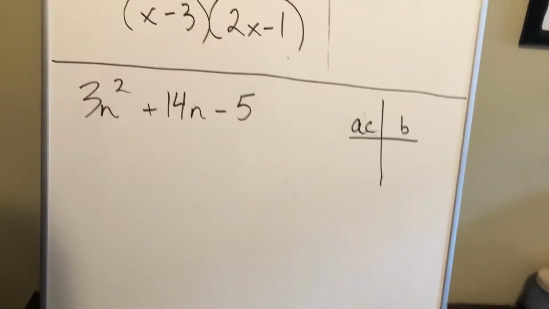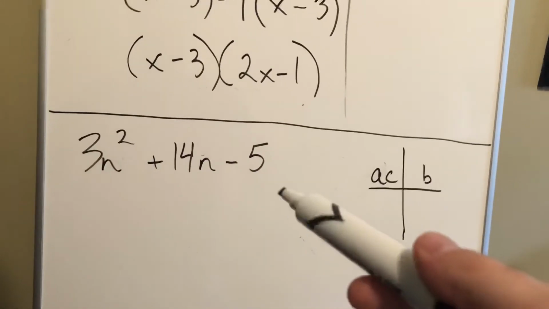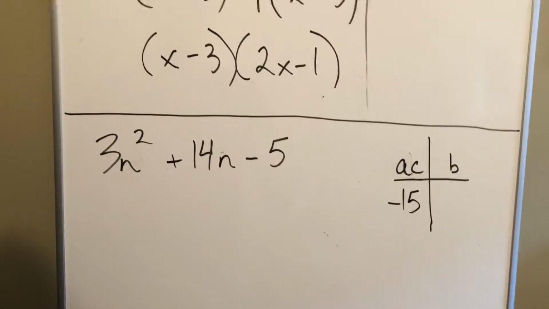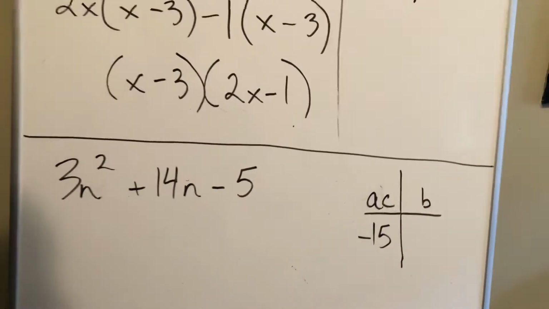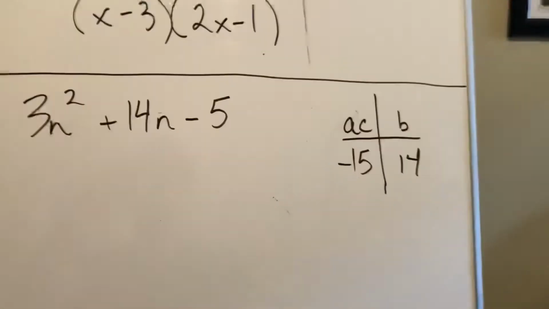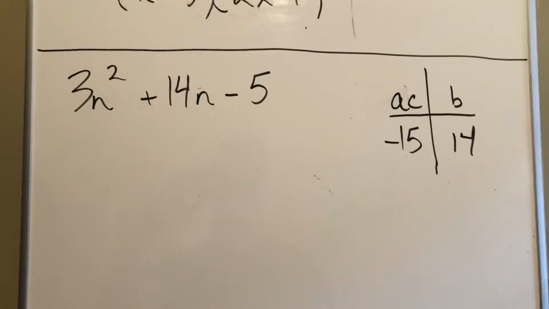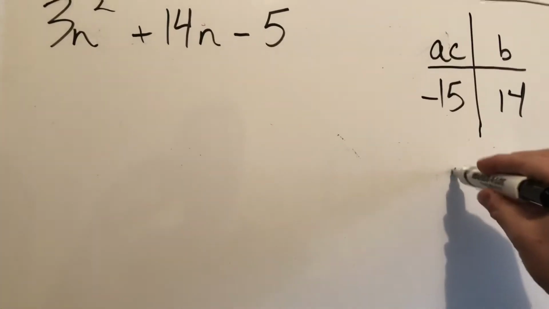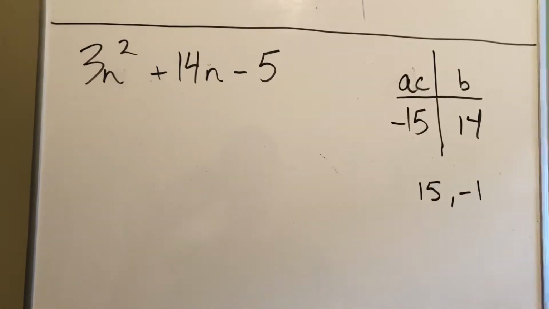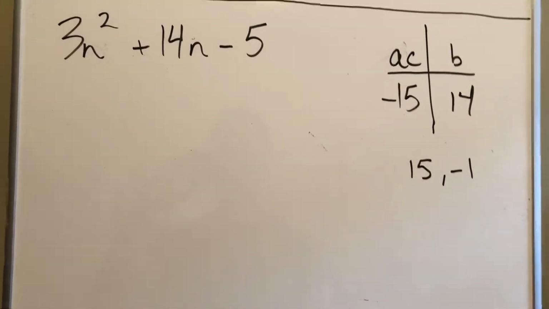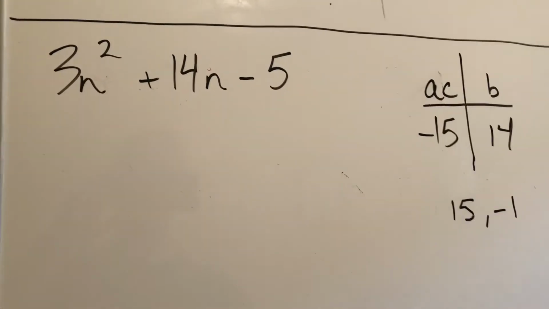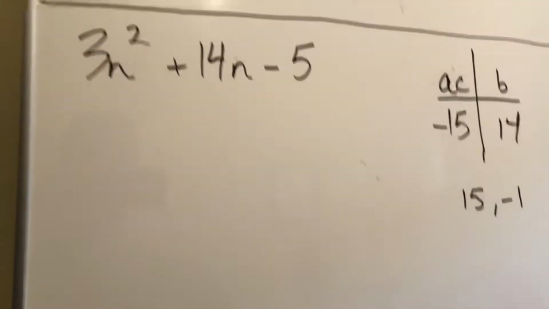So this time, my AC value is 3 times negative 5, negative 15. My B value is in the middle. That's positive 14. So this time, with an AC of negative 15 and a B of 14, my two numbers are going to be positive 15 and negative 1. The factors that give me negative 15 and a sum of positive 14 can only be 15 and negative 1. So we'll change positive 14n to plus 15n and minus 1n.